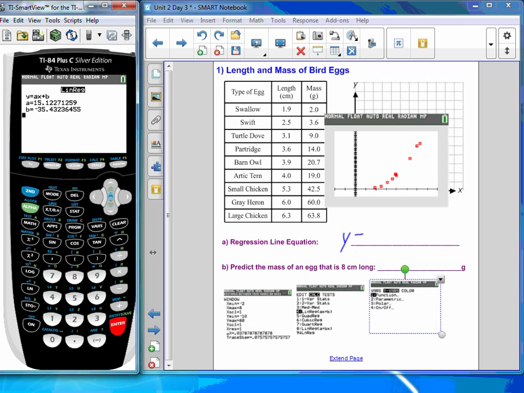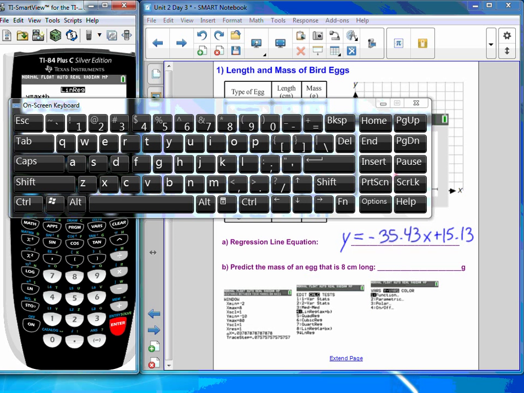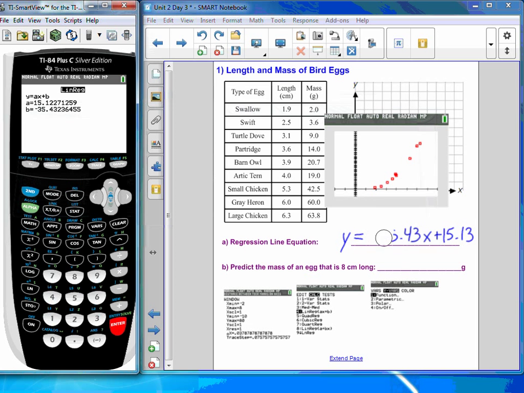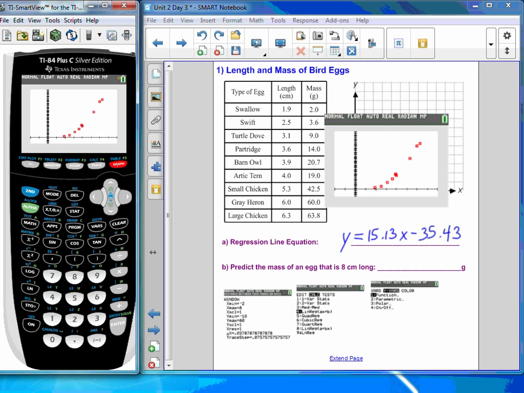Write that down. Y equals negative 35.43x plus 15.13. Yes, it's your phone. What's that? Oh, because it went ax plus b, so sorry, 15.13x, thank you, minus 35.43. Thank you.